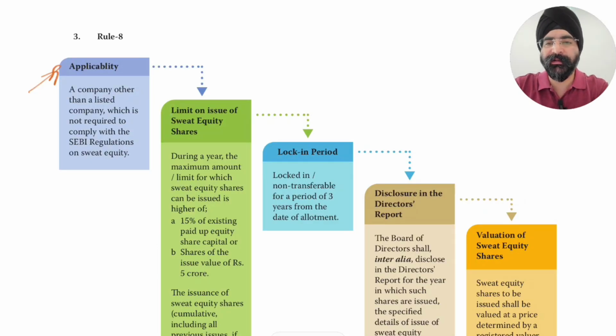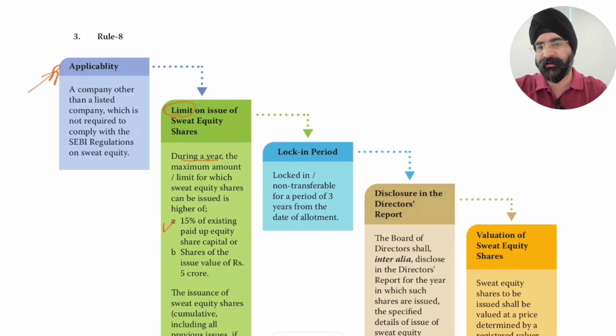Number 2 is the limit on issue of sweat equity shares. Can any number of shares be issued at a discount? So the limit is that during a year, the maximum amount for which sweat equity shares can be issued is the higher of either 15% of existing paid up equity capital, or shares of the issue value of rupees 5 crores. This is higher. So the maximum amount is the higher of these two limits.